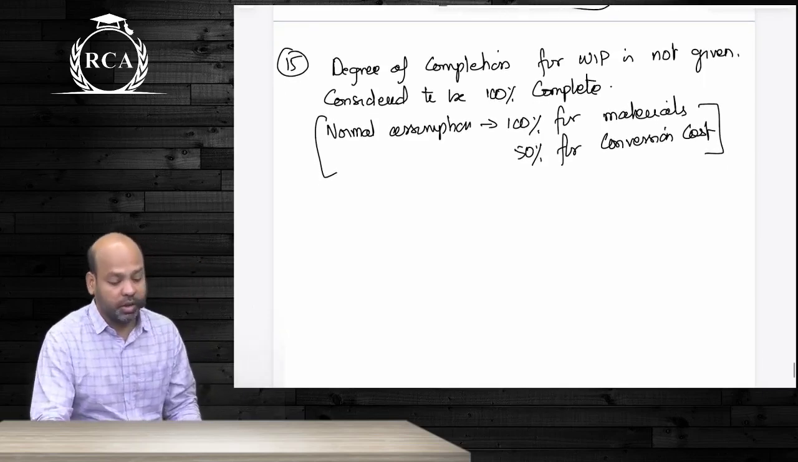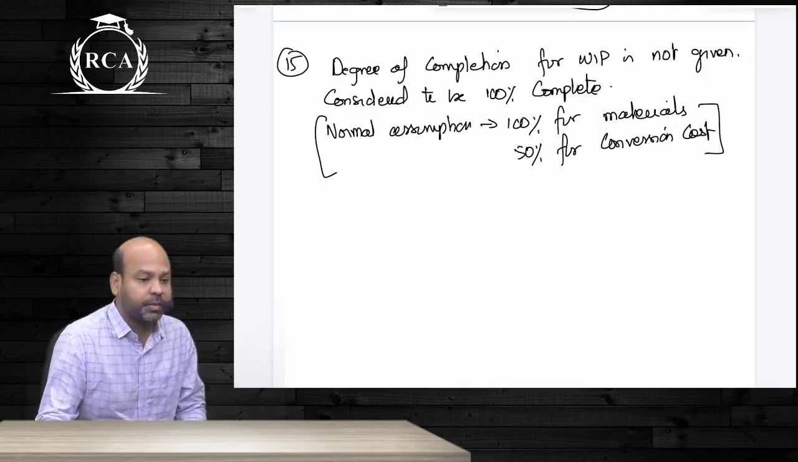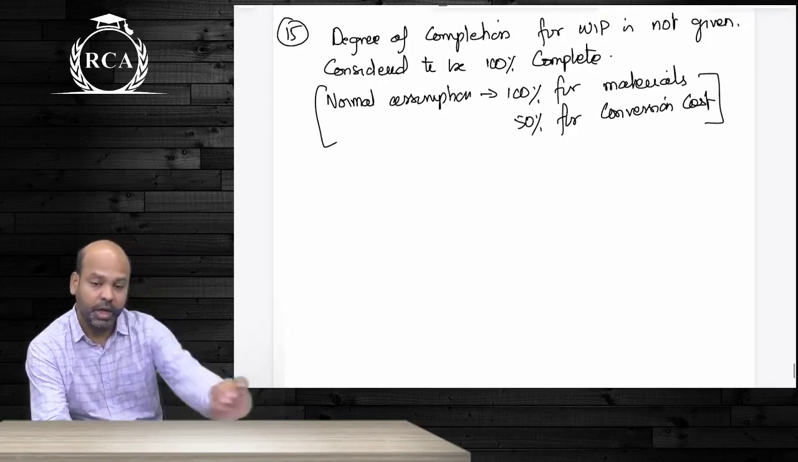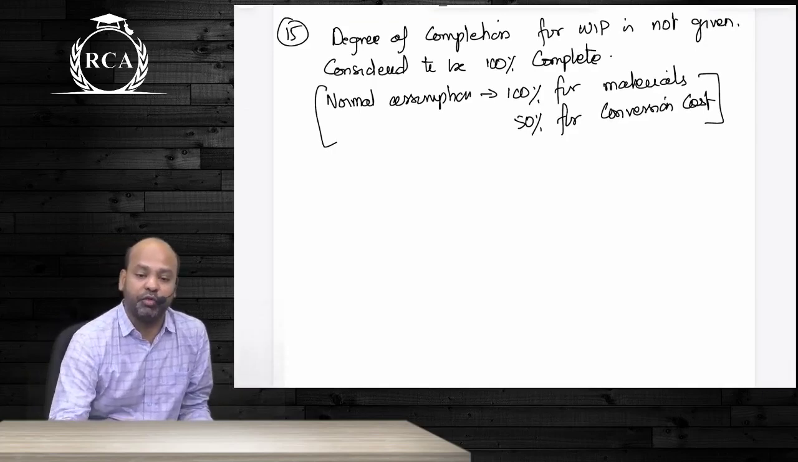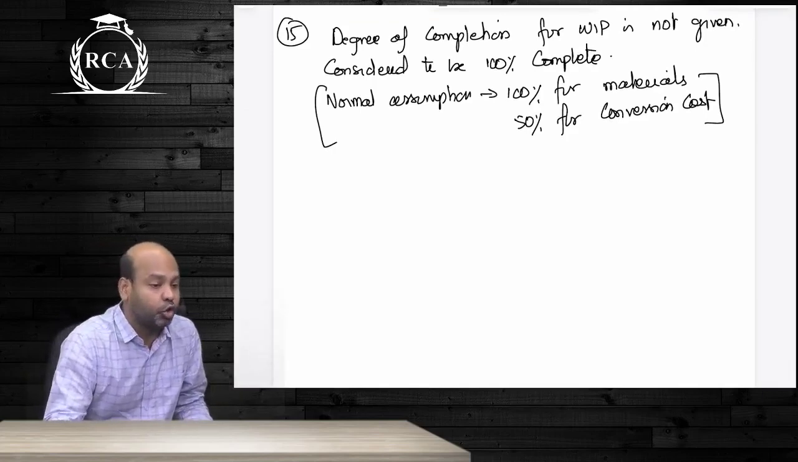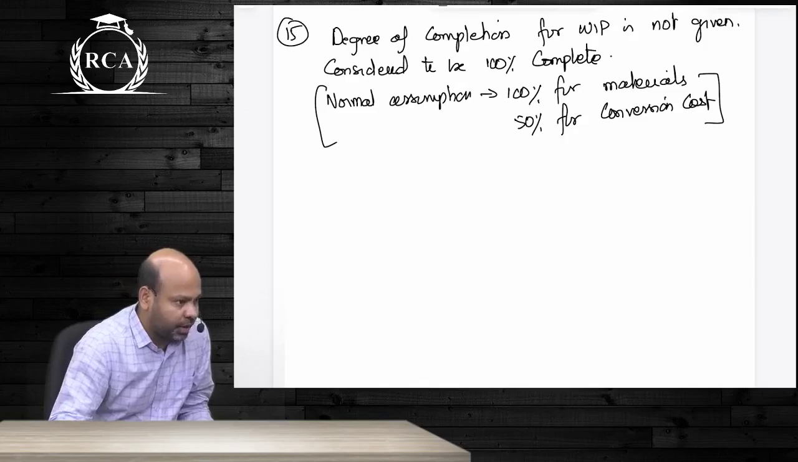100% for materials and 50% for conversion costs, guys. Can we present the cost statement? This is not the first year of operations, guys. So opening stocks will be equal to closing stocks. You do not have to worry about that part.